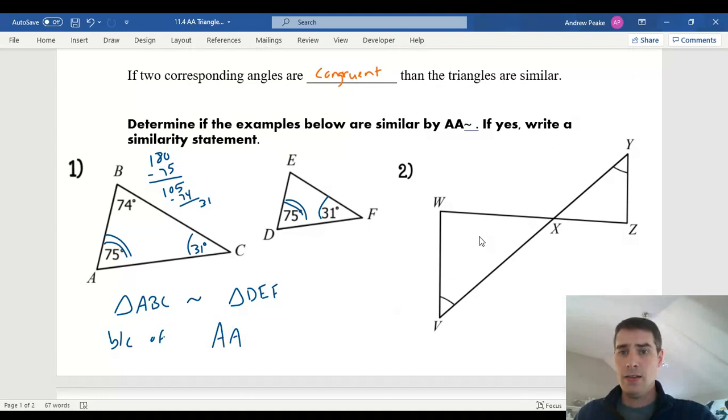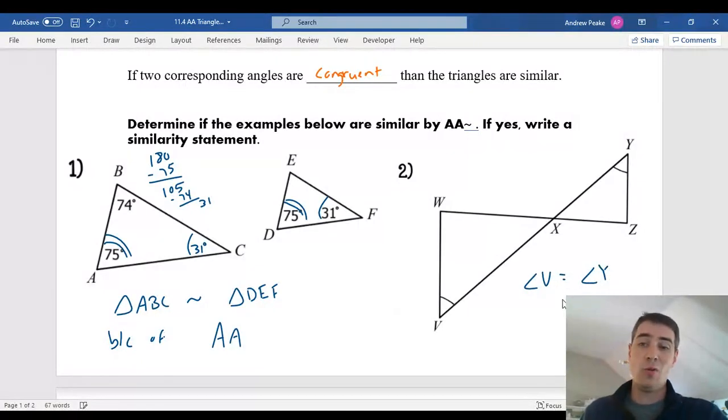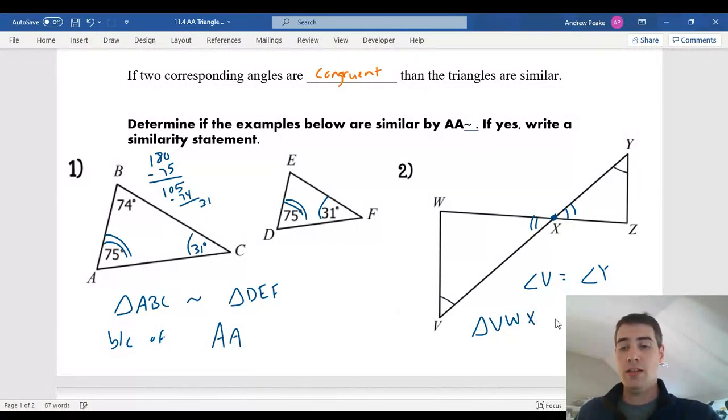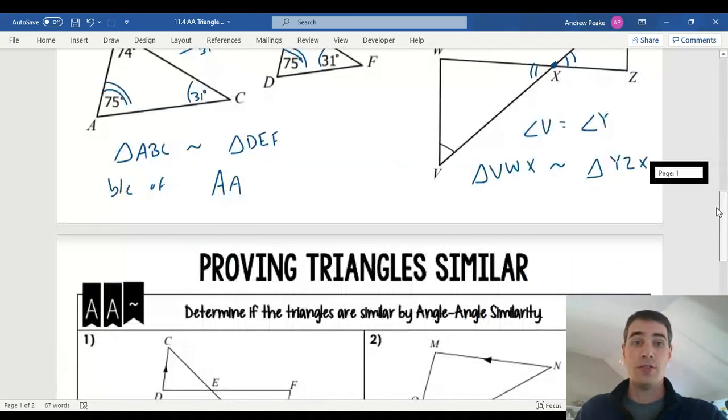All right, now look at this next one. We don't have really any numbers, but we do know that angle V is equal to angle Y. I need one more angle. In this case, this is a classic bow tie rule where these two angles are going to be congruent because of vertical angles. So I would say, because of the angle-angle theorem, we can say that triangle VWX is similar to triangle, let's see, YZX. All right, so those two prove that it is true by angle-angle.